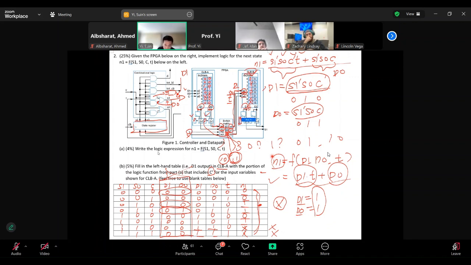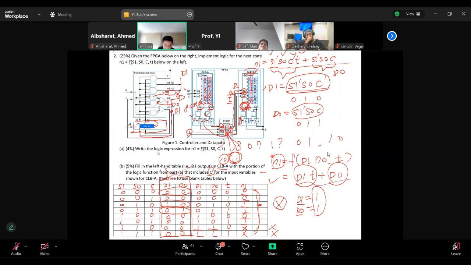I'm not completely sure why, not gonna lie, but I think it's because they're focusing on N1. So you fill out the truth table that represents D1 and D0, right? Then what you do is you put D1, D0, and C as the input. So you put this combination of four zeros and four ones, and you put the output into N1, the next state.